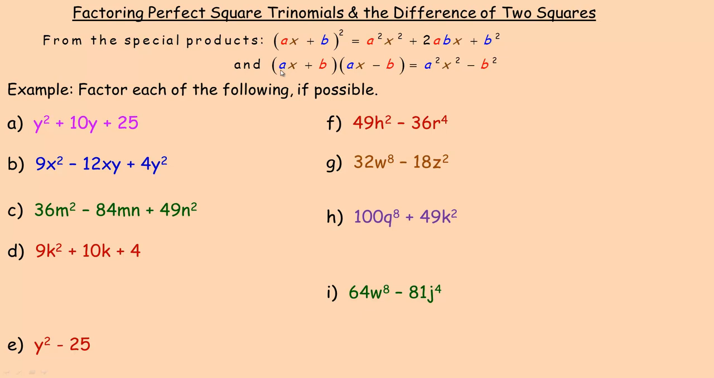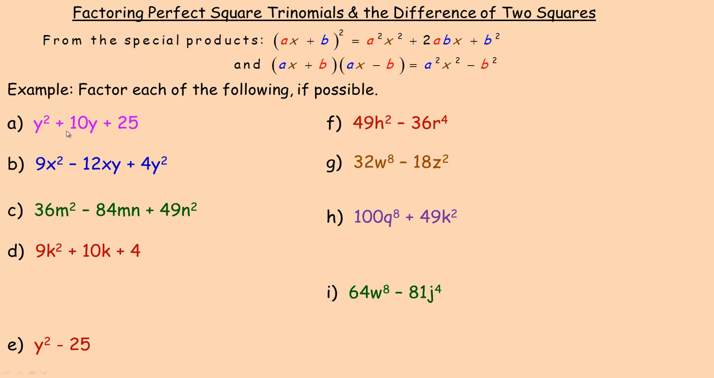And the other special product, if we're multiplying two binomials, see here you're multiplying two binomials that are the same, you're squaring. Here we're multiplying two binomials the same, except one has a plus between the two terms and the other one has the minus. Otherwise they're identical. And that expands into a squared x squared minus b squared. So that's the two expanding patterns that we're going to use to factor. And I have several examples here, so let's start with the first one.